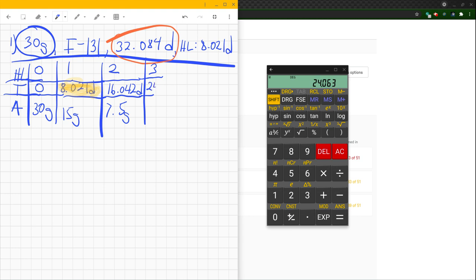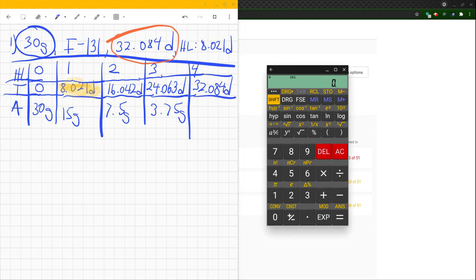So now we're up to 24.063 days, and we have 7.5 grams, but now half of that, so divided by 2, 3.75 grams. But again, we're still not done because the data given to us said that the sample should be 32.084 days. So now we're at 4 half-lives, and that's going to be 8.021 times 4, 32.084 days. That is how old they said the sample was.